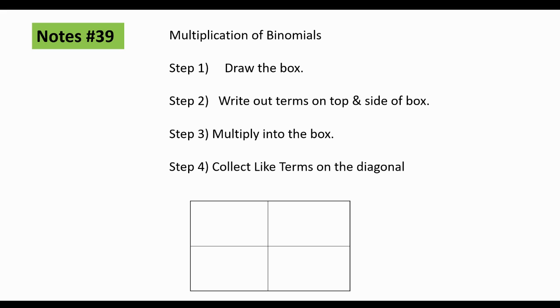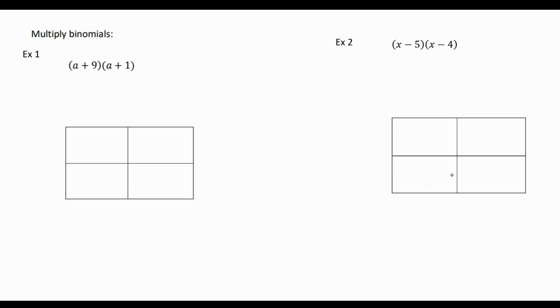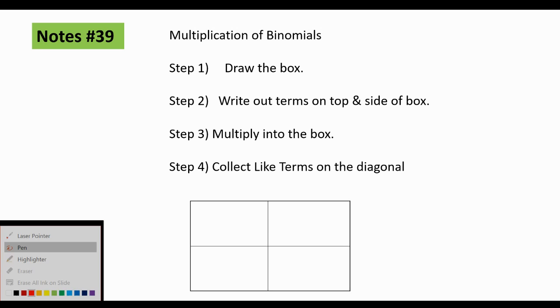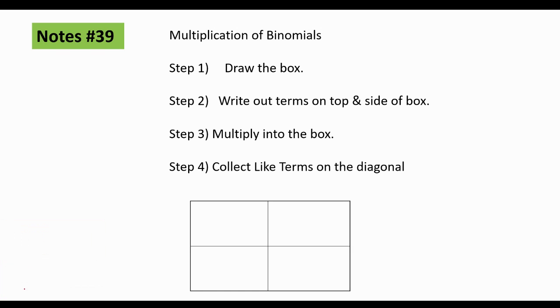So you should have already written all of this down. You're going to, step 1, draw a box. Step 2, write out the terms on the top and the side of the box. And I'll show you how to do that. Step 3 is you're going to multiply into the box. And step 4, you're going to collect like terms on the diagonal. And diagonal means it's a line that's, let's see if my pen is going to want to work today. A diagonal means this way, right? That's a diagonal line on a slant.